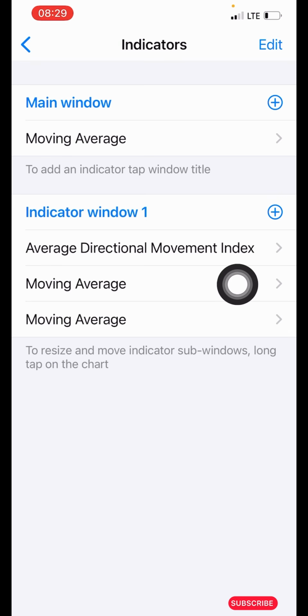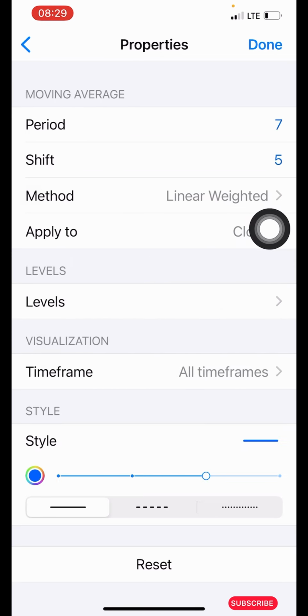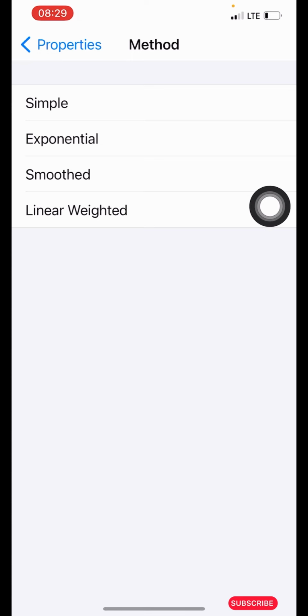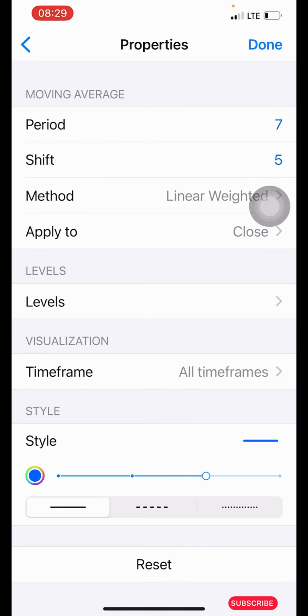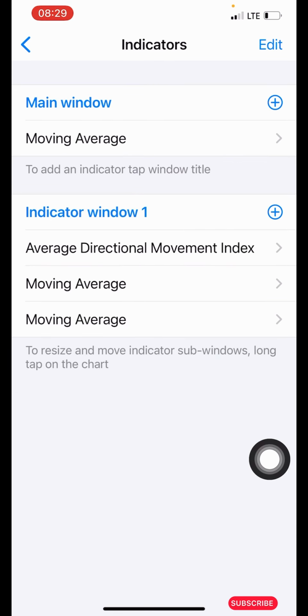Now the next indicator we have is moving average. So you click on this plus icon, the indicator in the plus icon or the F icon, whatever you see there, you click on it, you search for your moving average. The period is 7, shift is 5, method is linear weighted, apply to is close. The level you leave it as it is, time frame is all time frame. The style you make it color blue, 3 pixel, you click on done.